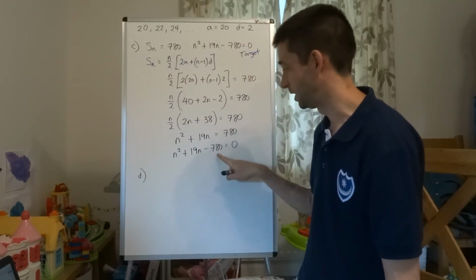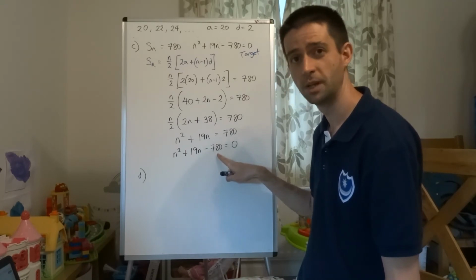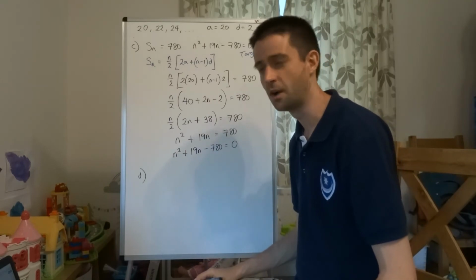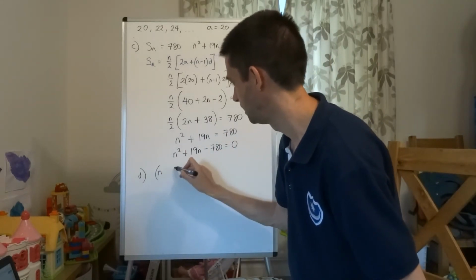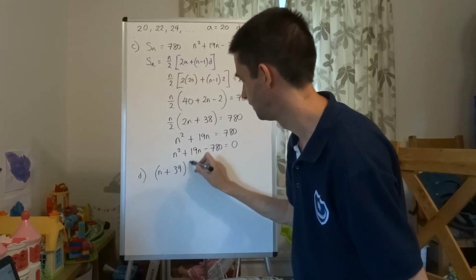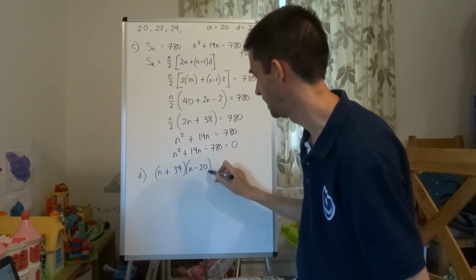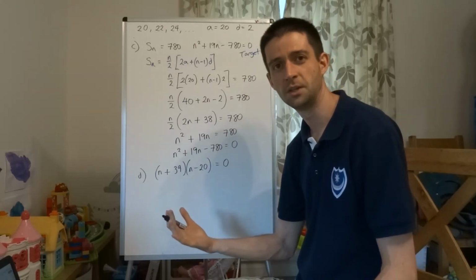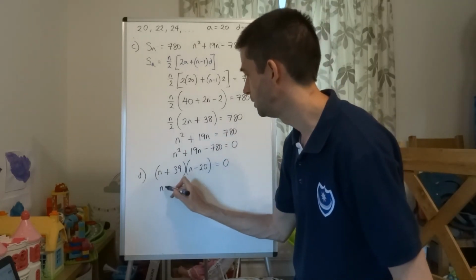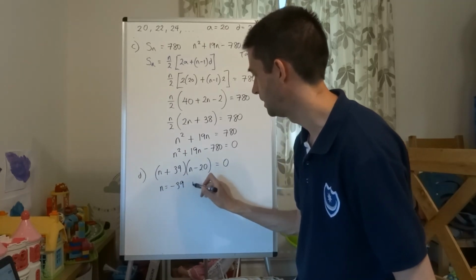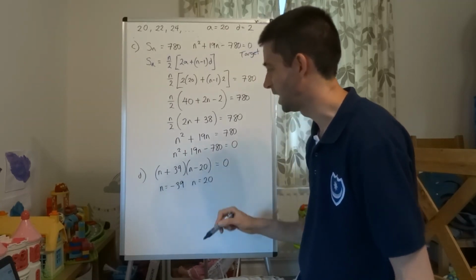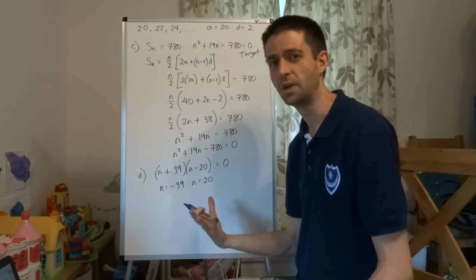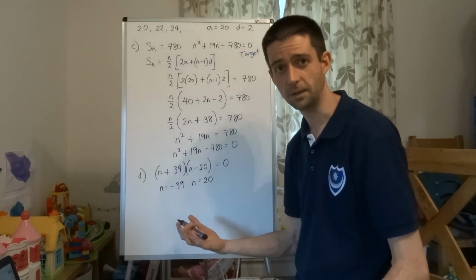So factorising, I need two numbers that multiply to 780 with a difference of 19. Obviously that's 39 and 20. So n plus 39, n minus 20 equals 0. You could use your calculator to solve this quadratic at this point. I have two solutions. N equals negative 39 and n equals 20. And now I need to consider which of these solutions I'm going to go with, which one is valid for the model that I'm using.